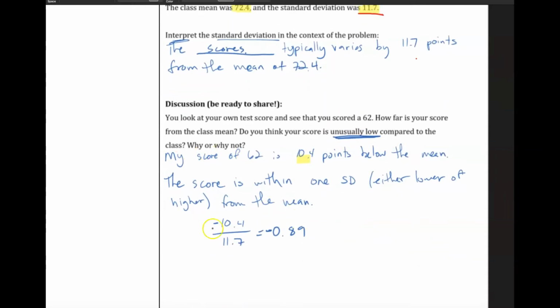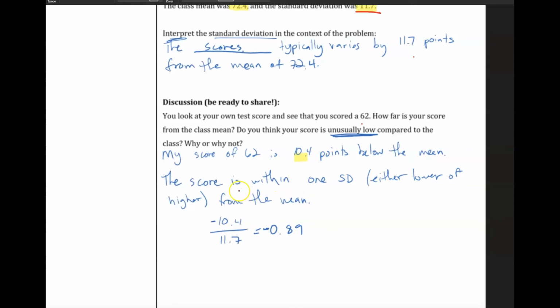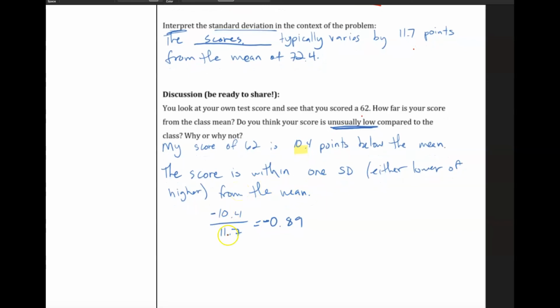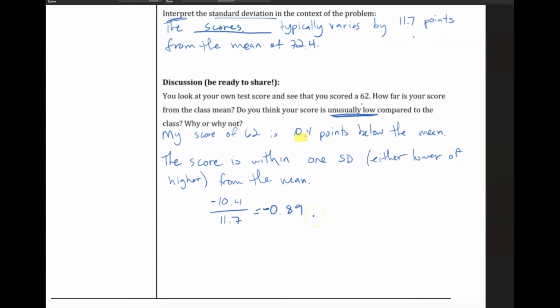And then this problem leads us into the next section, thinking about if your own test score is 62, how far is your score from the mean? And do you think this is unusually low compared to the others? With this score, you're 10.4 below the mean. And what you do is you measure that in standard deviations. So your score is within one standard deviation, if you think about it. 10.4, the standard deviation was 11.7. We're going to talk about this concept in the next section.